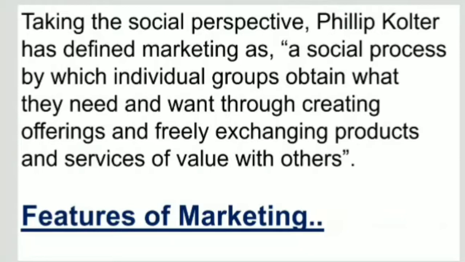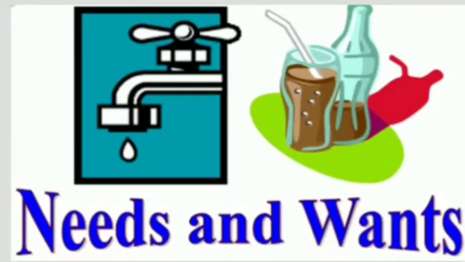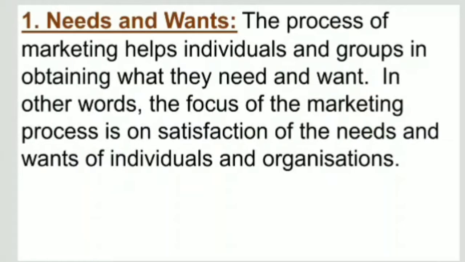So there are different features of marketing. First one is needs and wants. You should by this time understand what is the difference between a need and a want. So needs and wants means the process of marketing helps individuals and groups in obtaining what they need and want. In other words, the focus of the marketing process is on satisfaction of needs and wants of individuals and organizations.